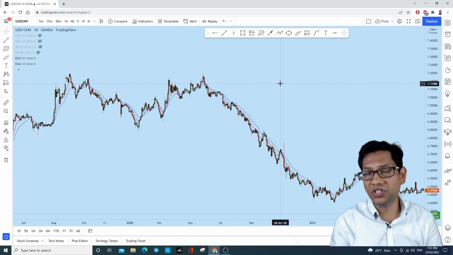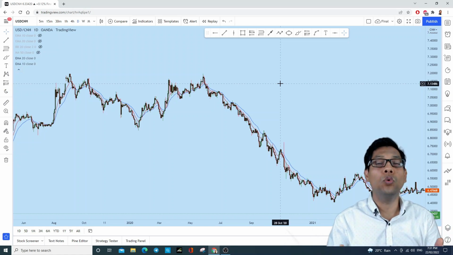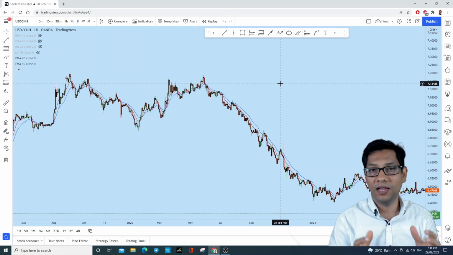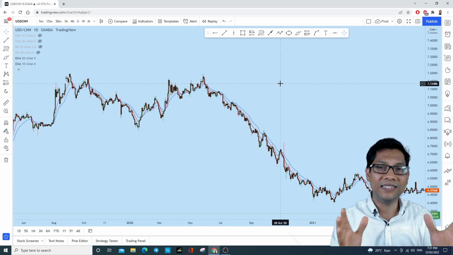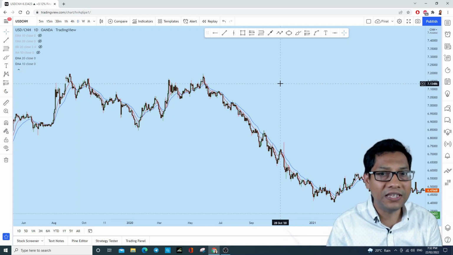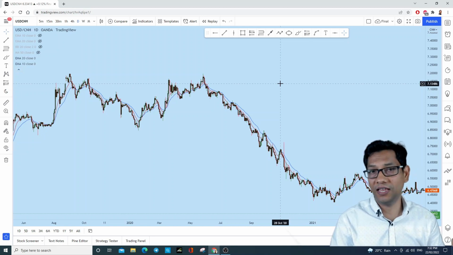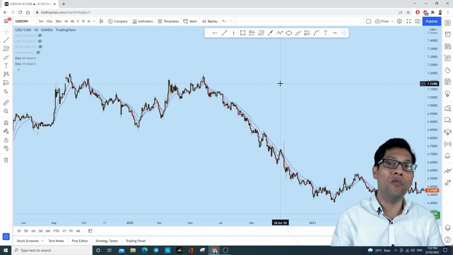First of all, let me explain what RSI is, and then we will know what RSI divergence is, and finally we will know how to apply the RSI divergence strategy. So first, what is RSI? RSI stands for Relative Strength Index. This is a momentum indicator which determines whether a market is oversold or overbought.